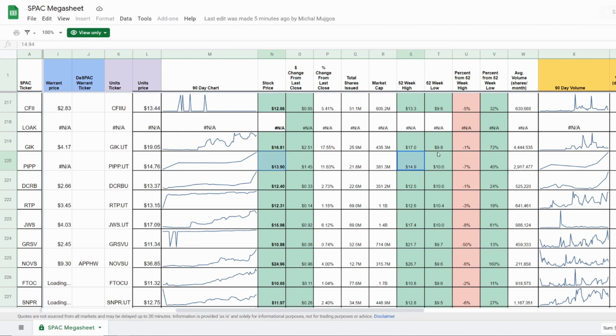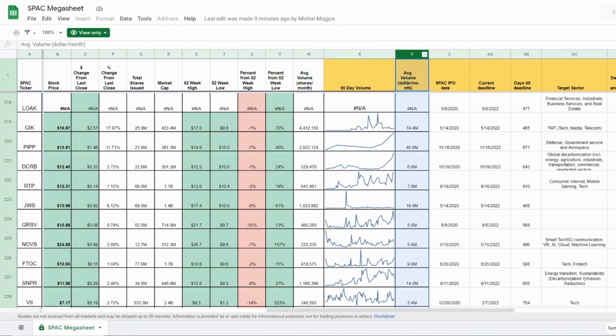And we can also see the lowest price over the 52 weeks. And then we can see the same columns just in the percentage values. In the next column, you can see the volume or the average shares traded in that particular month. The higher the volume, more people are buying it or selling it. And also you can see the 90-day chart of the volume.